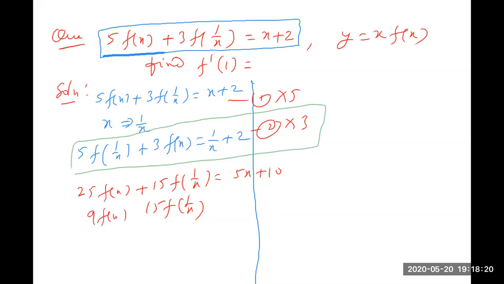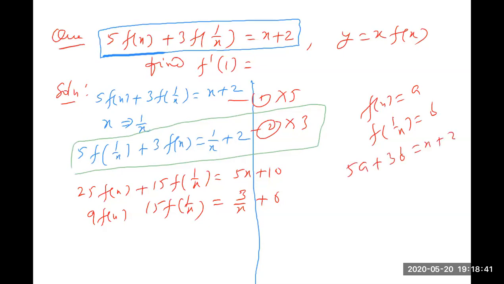Sir, can you tell again why you took x as 1 by x? See, when functional equations are given, by observing I have to find. If you consider f(x) as a and f(1/x) as b, the equation is f(a) + 3b = x + 2. And if I interchange, the second equation will become f(b) + 3a = 1/x + 2. And then I can solve for a and b.